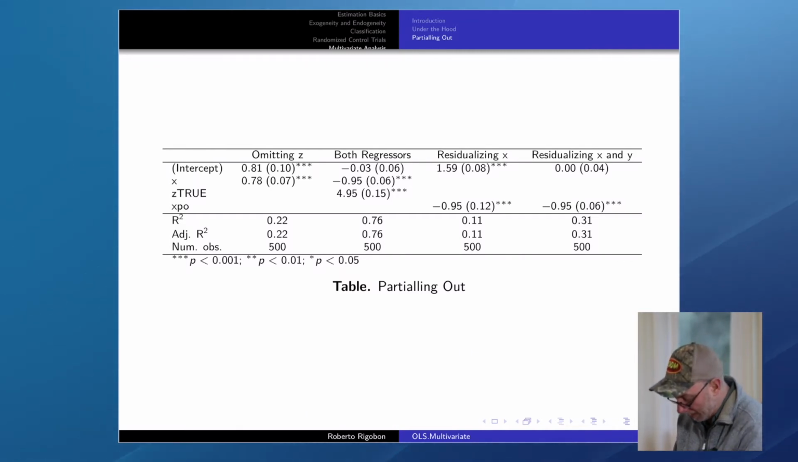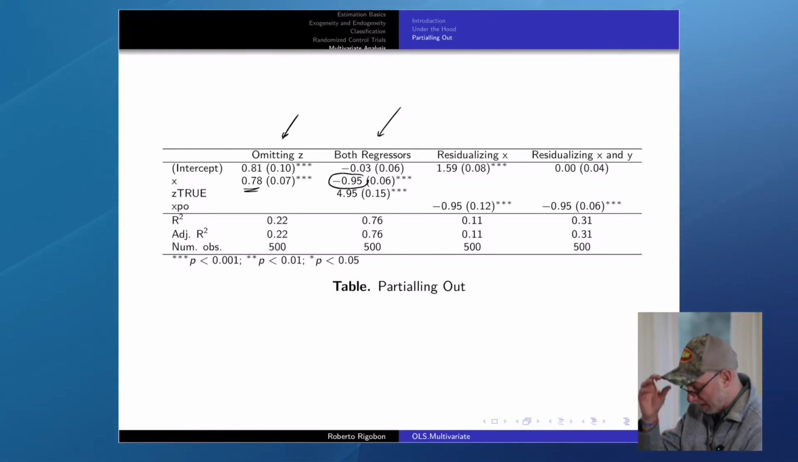When we omitted the z, which was a confounding regressor, we get a biased coefficient of 0.78. When we actually have both regressors in the regression, then we recover correctly 0.95 and 5.